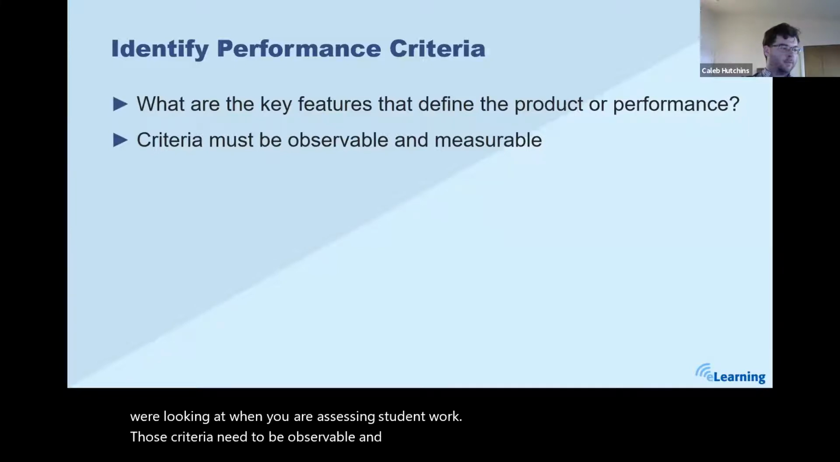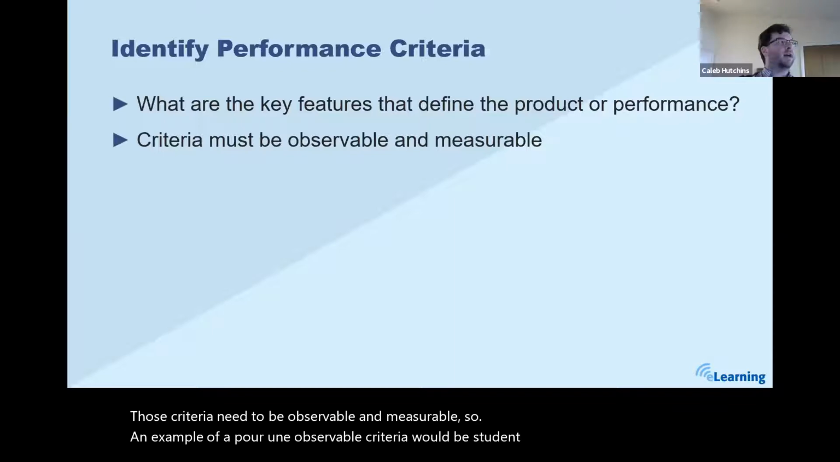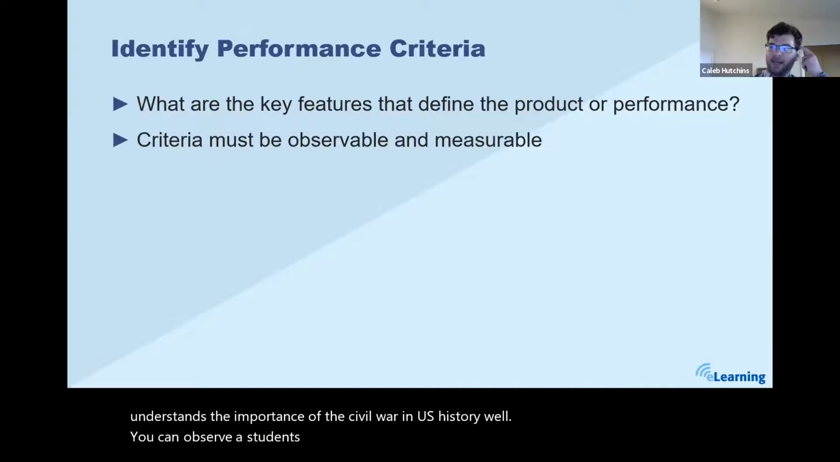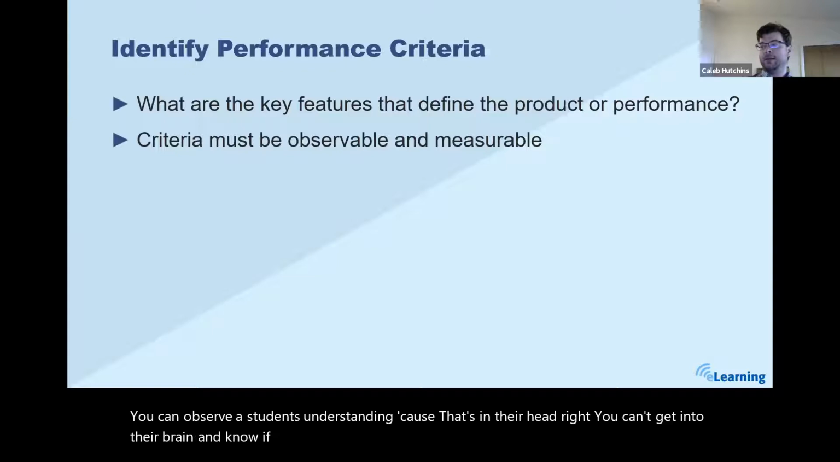So an example of an unobservable criteria would be "student understands the importance of the Civil War in US history." Well, you can't observe a student's understanding because that's in their head, right? You can't get into their brain and know if they understood it or not. So what you really need to be asking yourself is, how can a student demonstrate that understanding?